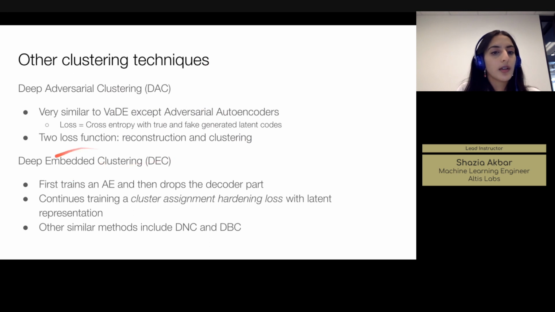One of the other techniques mentioned within the VaDE paper was deep embedded clustering, and they did actually do a comparison with DEC as well.